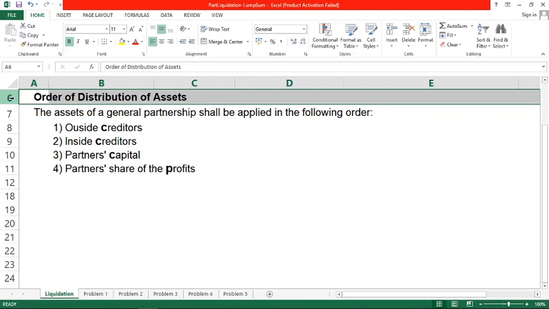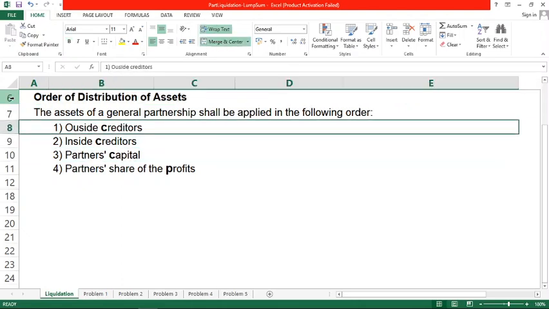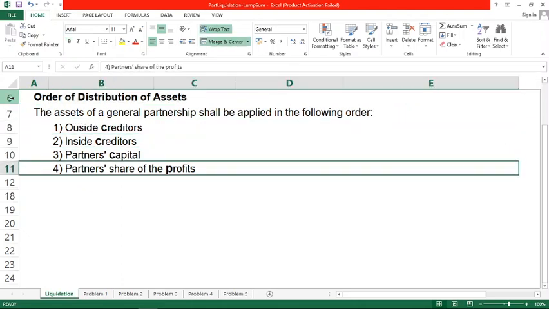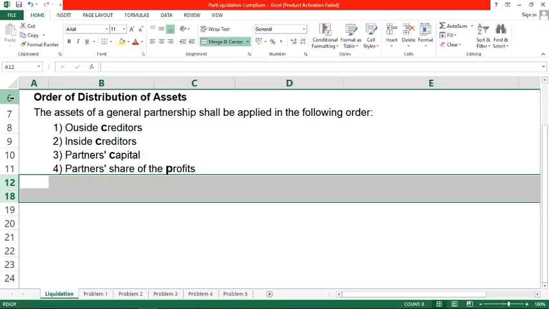Okay? And if there is any other excess gihapon, then that excess will be given to the partners in respect to their share of the profits. Okay? So, dili pwede na if we have assets to be distributed, unahon na to ang partners, and then ipaulahi ang outside creditors. No, this is in the order of priority. So, that is CCCP. Creditors outside, creditors inside, and then partners' capital, and then their share in the profits.